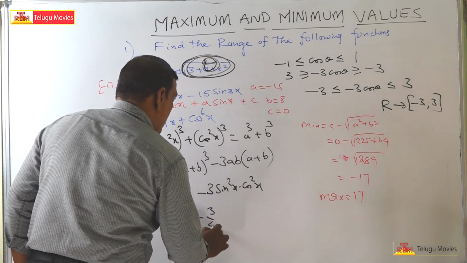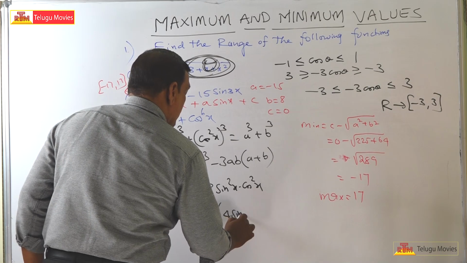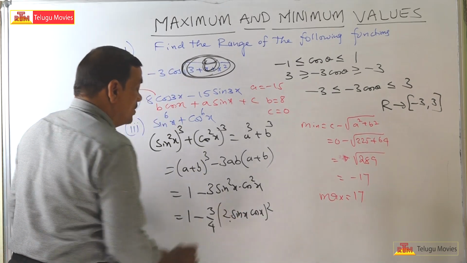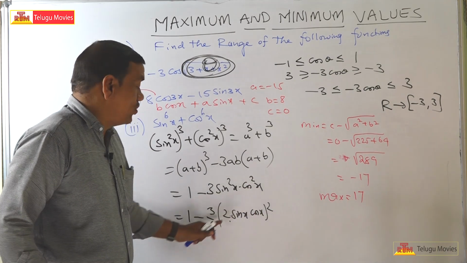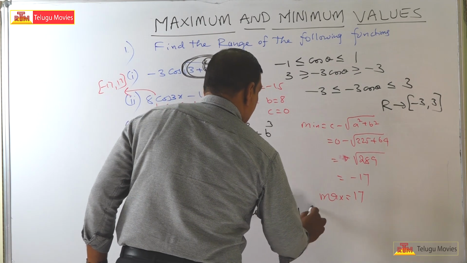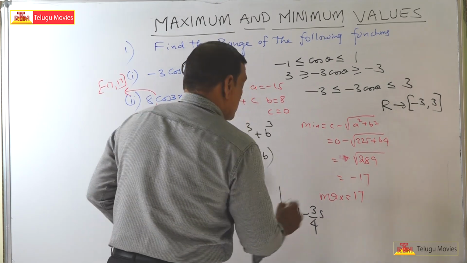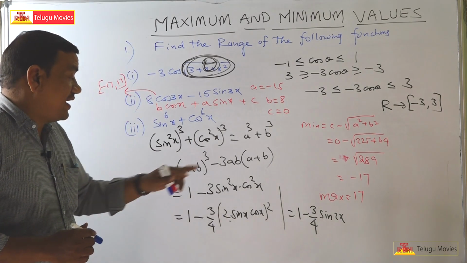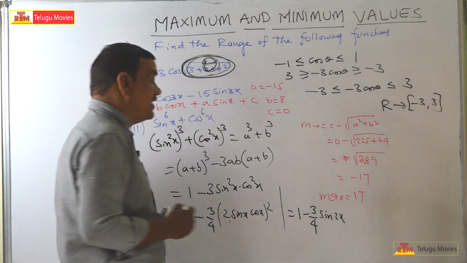Understand this? So again I will simplify this: 1 minus 3 by 4 times 4 sin x cos x whole square. Sorry, here 2, because 2 square is 4, and 4 will get cancelled. So this is equal to 1 minus 3 by 4 sin 2x whole square.